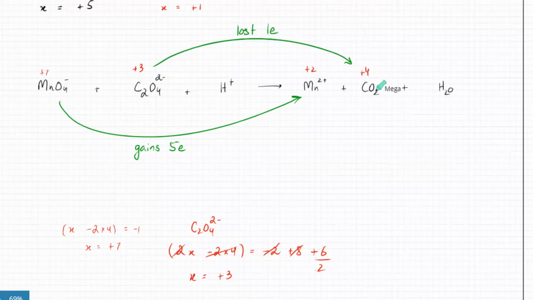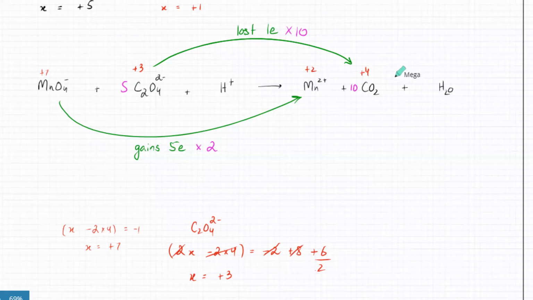Double that. Multiply that by 10, and multiply this by 2. Even then, the number of electrons gained and lost would be equal. So that means I should have 10 carbons. So this would be 5C2O4 2 minus. That will give me 10 carbons. And there should be 10 carbons on the other side. That's carbon dioxide multiplied by 10. So that will give me 10 carbons.